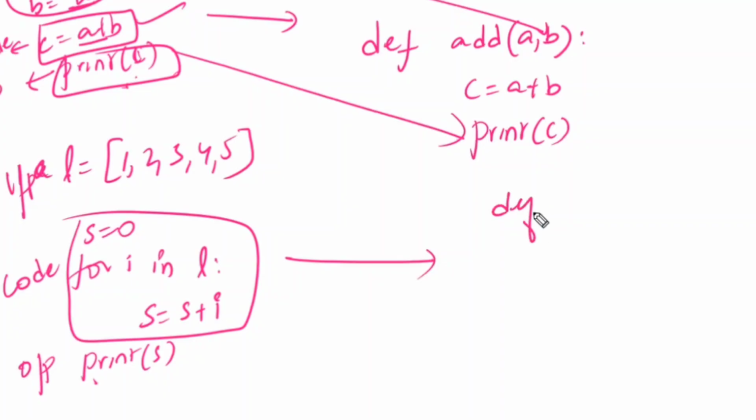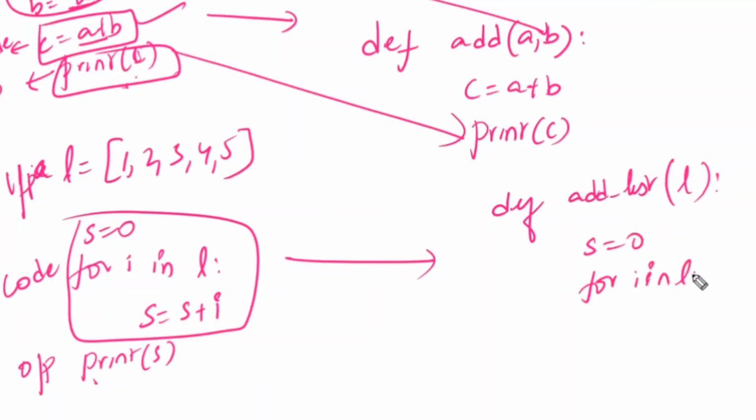Def, okay, add underscore list of elements, and this input I am going to give here, colon, and code, I am writing the code as this. For I in L, S is equal to S plus I. Print S. Completed.